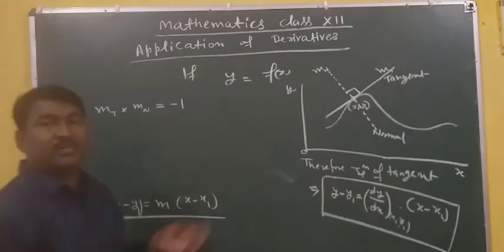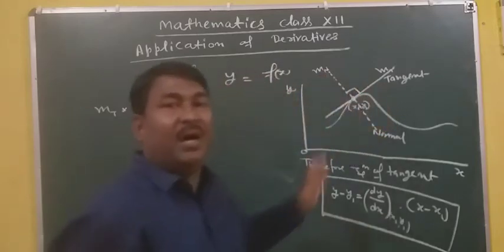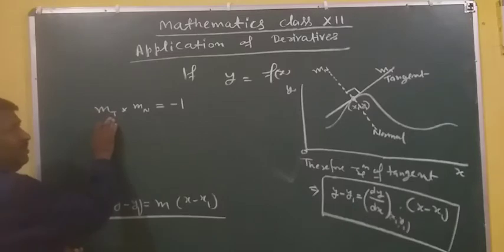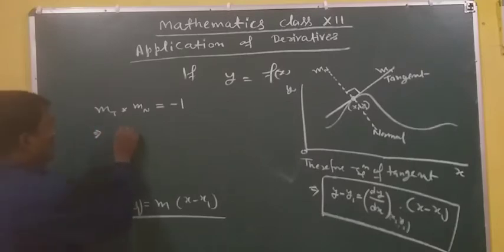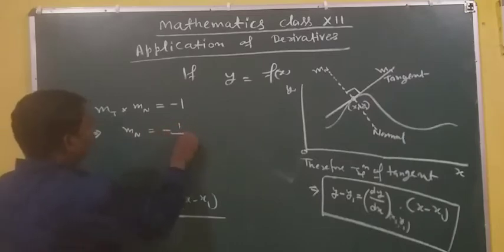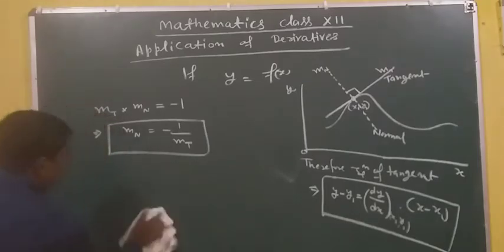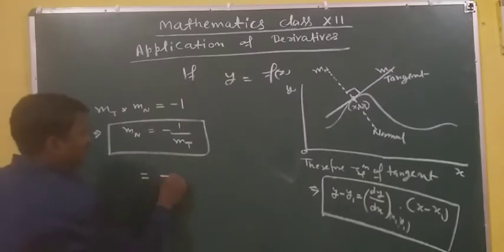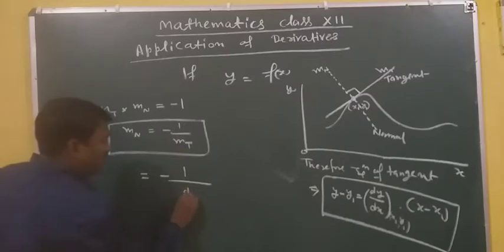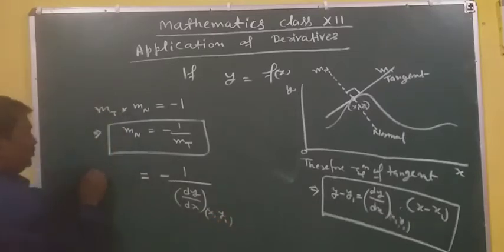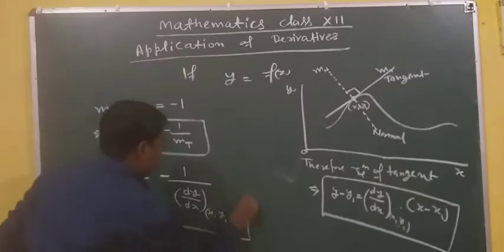Yes or no? Okay. Since both of these lines, tangent and normal, are mutually perpendicular, therefore slope of tangent into slope of normal will be equal to -1, and hence since the slope of tangent is known, the slope of normal will be equal to -1 upon slope of tangent. By using this relation, this will be equal to -1 upon slope of tangent. What is the slope of tangent? This is dy by dx at a particular point x1, y1. In this way, this is your slope of a normal, the slope of normal drawn at this point.